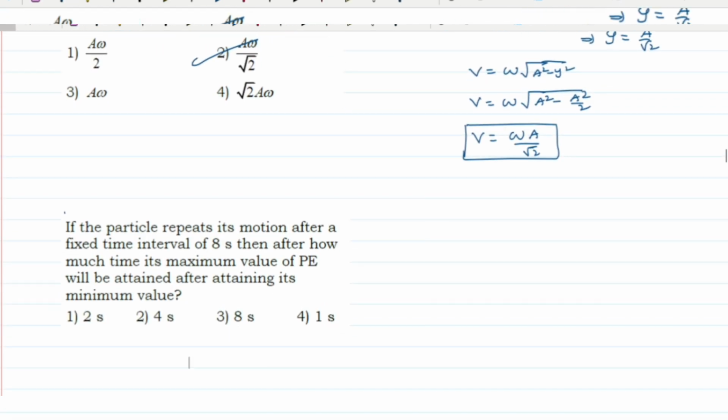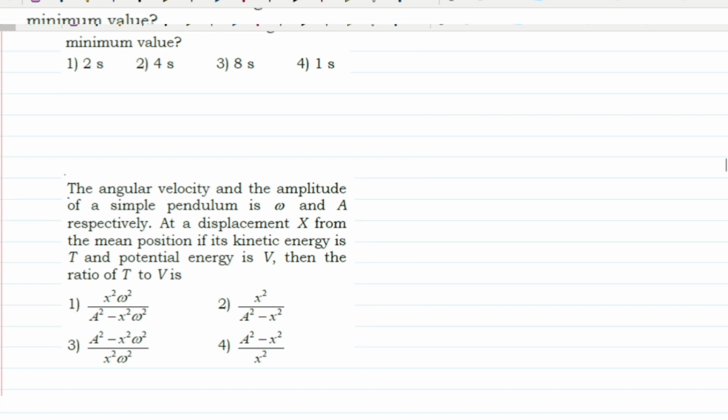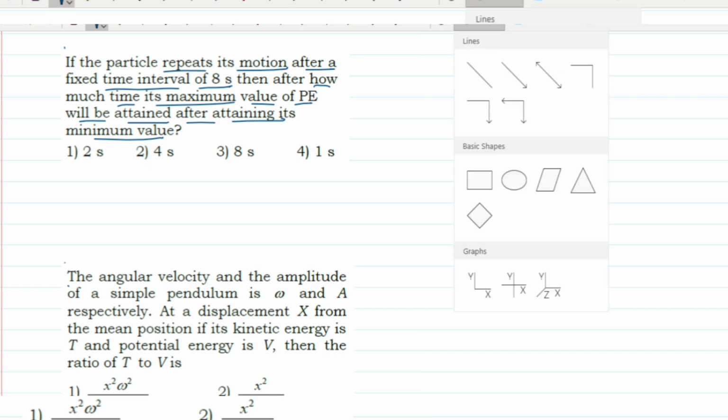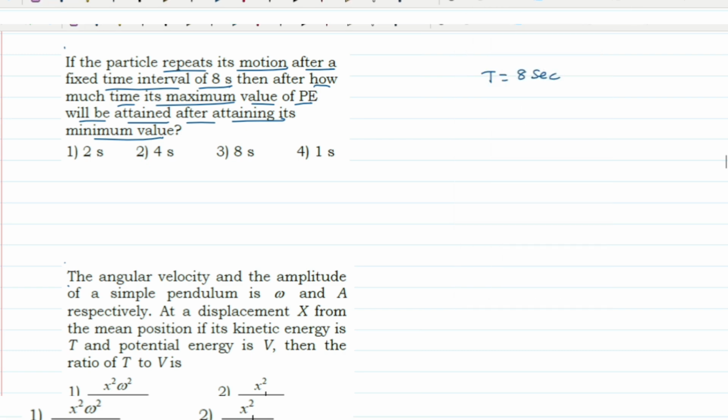Let us see the next question. If the particle repeats its motion after a fixed time interval of 8 seconds, here the time period is given as 8 seconds. Then after how much time will its maximum value of potential energy be attained after attaining its minimum value? So here you just look at the thing, students.